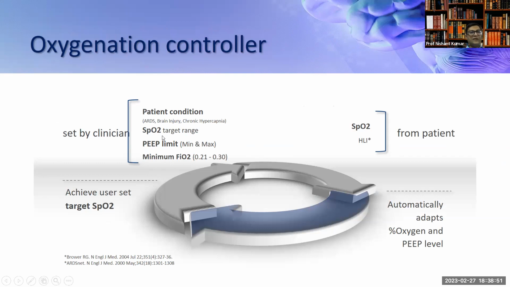We set the SpO2 target range. We set the PEEP limit. This is the minimum PEEP that you can give. This is the maximum PEEP that you can give. And what is the minimum FiO2 that you can give? Then from the patient, it gathers the SpO2 and the lung compliance data. On the basis of that, it automatically adapts percentage oxygen and PEEP level, as I said, depending on the ARDSNet protocol, open lung approach. And we have defined the target SpO2 lower limit and the upper limit.